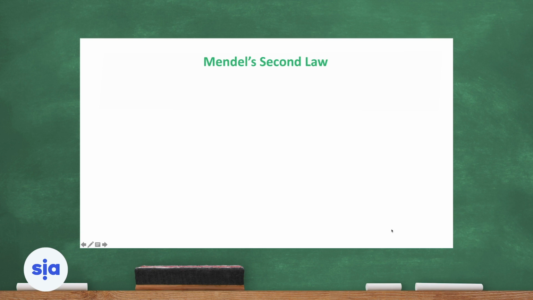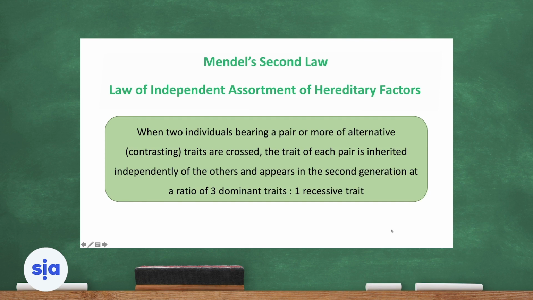Now we come to Mendel's second law, the law of independent assortment of hereditary factors. When two individuals bearing a pair or more of alternative contrasting traits are crossed, the trait of each pair is inherited independently of the others and appears in the second generation at a ratio of 3 dominant traits to 1 recessive trait.